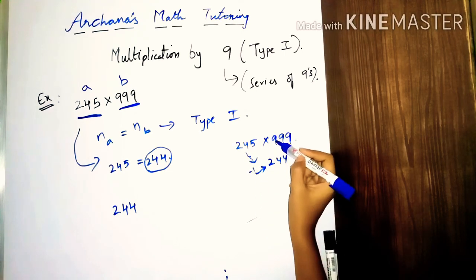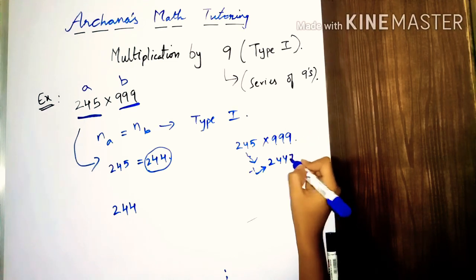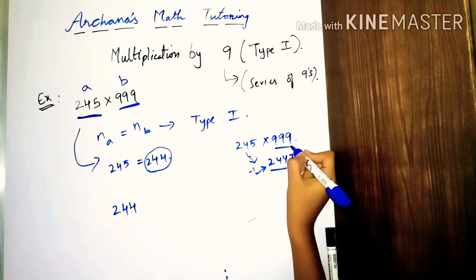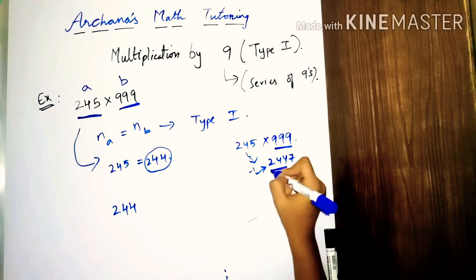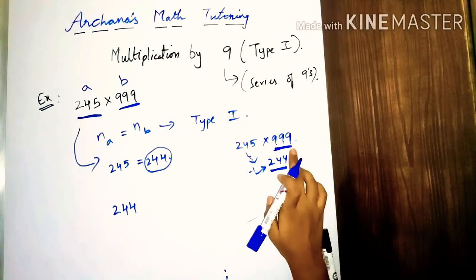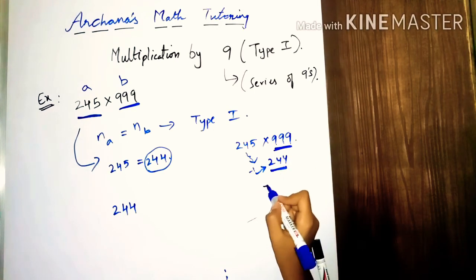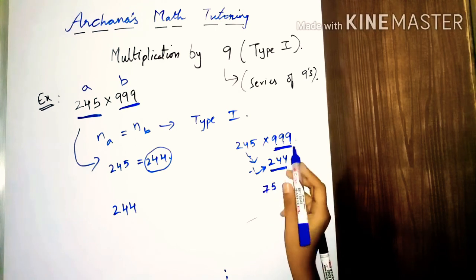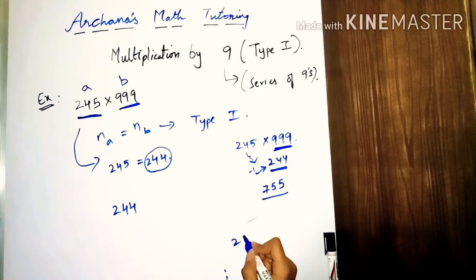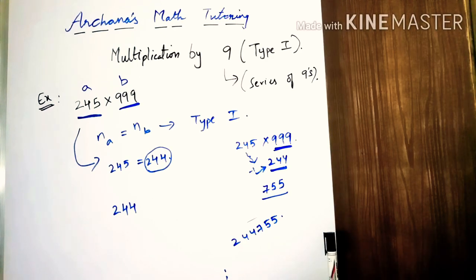Now what is 9 minus 2? 7. So write it here. Again 9 minus 4. Subtract these three digits from these 9s. Whatever value you get, simply write it downwards, then we will combine the answer. So what do you get? 9 minus 2 is 7. 9 minus 4 is 5. Again 9 minus 4 is 5. So just combine both of these: 244755. That's it, friend. This is the answer for this problem.